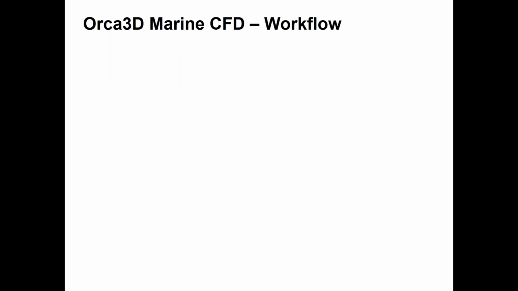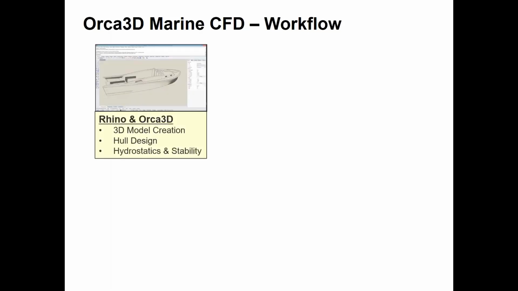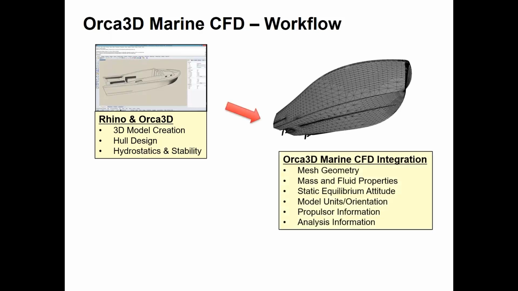Now that you know what it is and what it can do, let's discuss how it works. Orca CFD lets designers use their normal workflow by creating their designs in Rhino using the native Rhino modeling capabilities, and optionally the marine-specific design and analysis tools built into Orca3D. Once a design is ready for CFD analysis, Orca CFD allows you to seamlessly transfer the design information over to Simerics MP for analysis and post-processing.